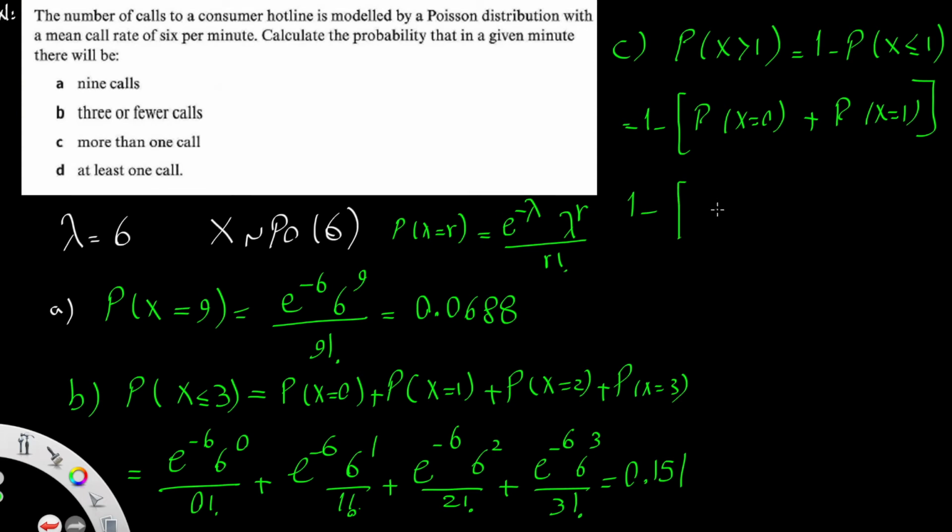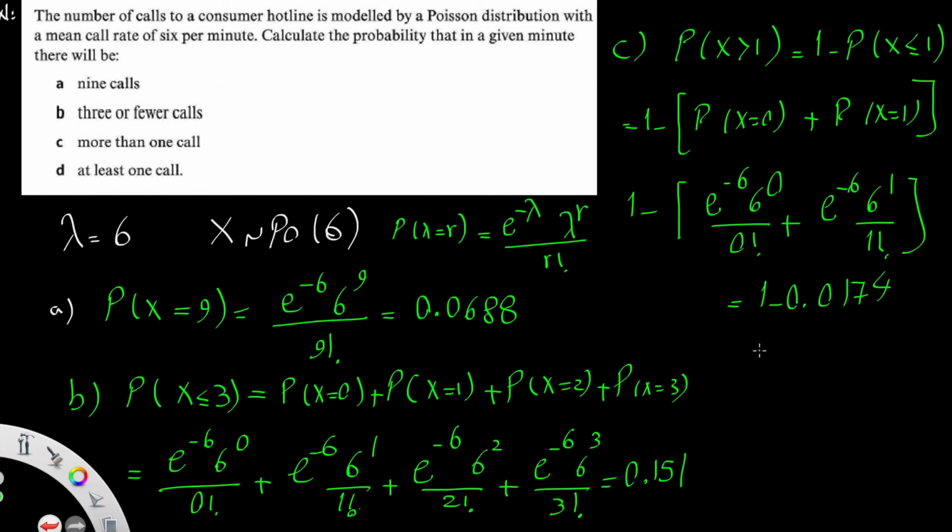So it will be 1 minus probability of x is equal to 0. It will be e to the power of minus 6, 6 to the power of 0 over 0 factorial, plus e to the power of minus 6, 6 to the power of 1 over 1 factorial, which will be 1 minus 0.0174, giving you an answer of 0.983. And for the last part, which is part D, it says probability of at least one call.